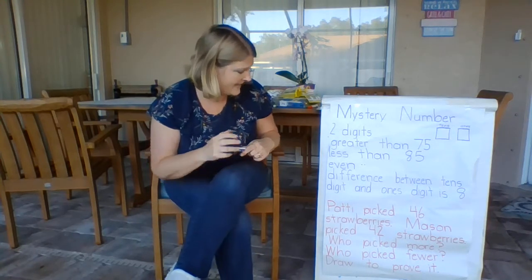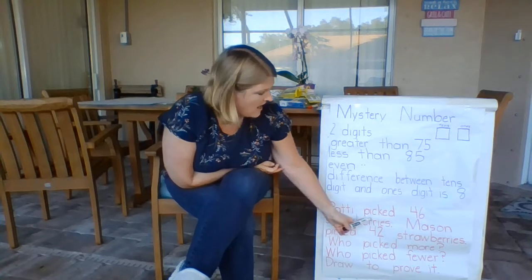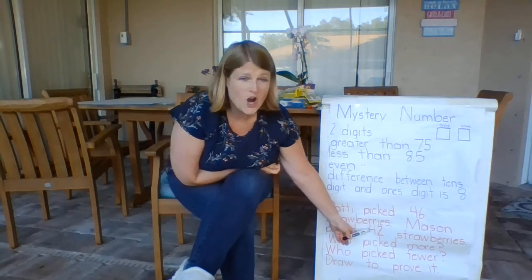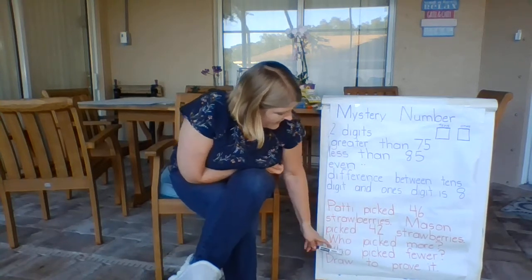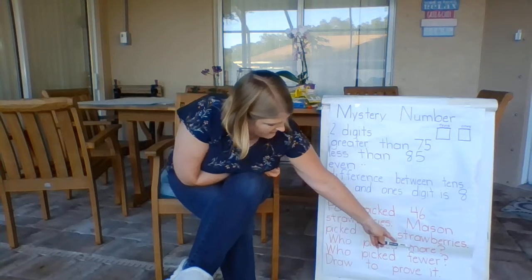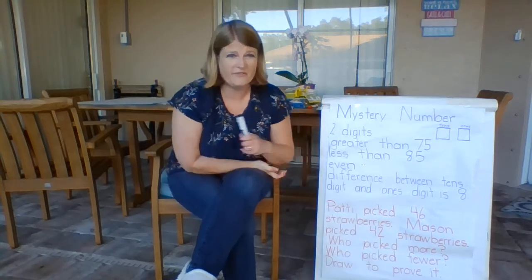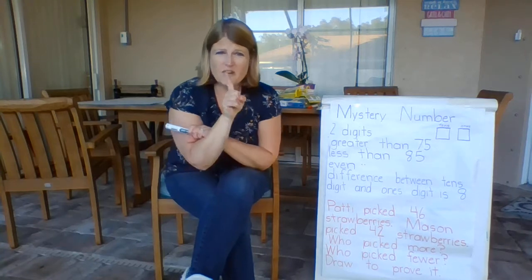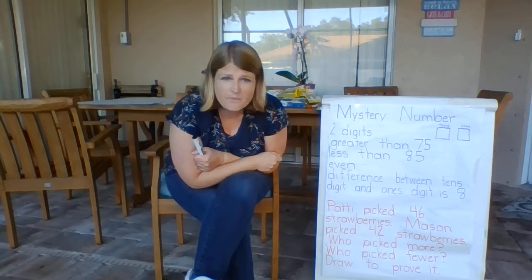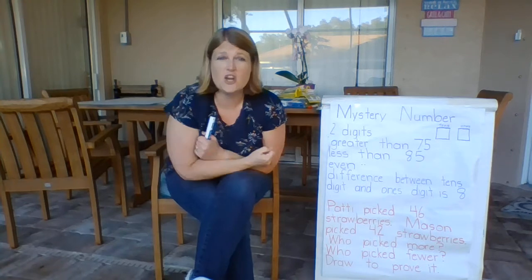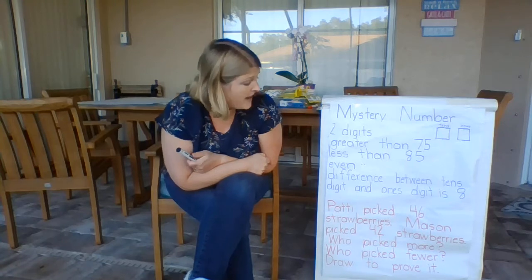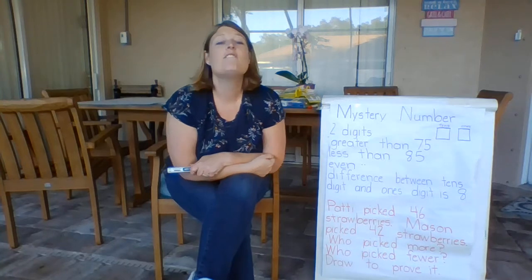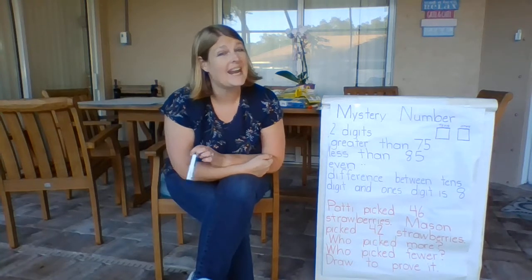Here we go. It says, Patty picked 46 strawberries. Mason picked 42 strawberries. Who picked more? Who picked fewer? Draw to prove it. Okay, so that's our first reading. What is the important information in this story problem that we have to know to be able to do it? Yes, that's right. I have to know that Patty picked 46 strawberries and Mason picked 42 strawberries. That's the information I have to know.